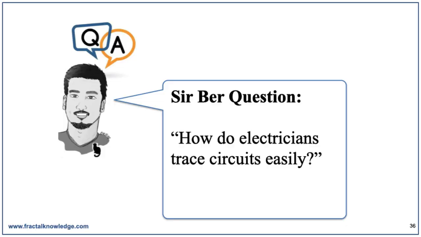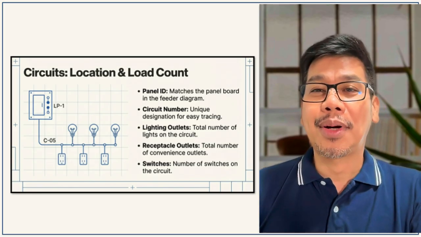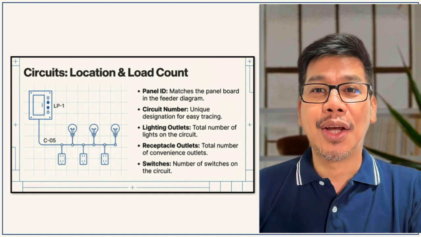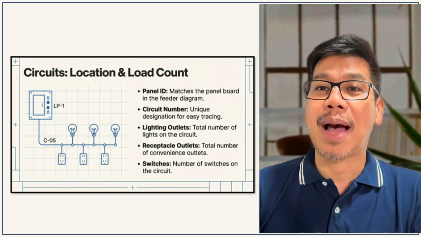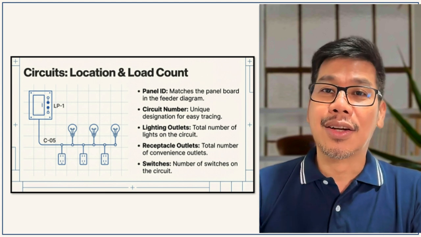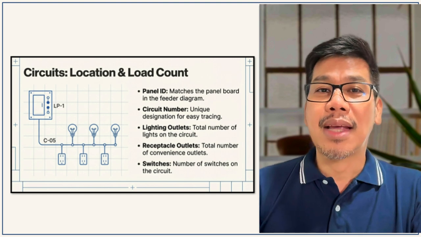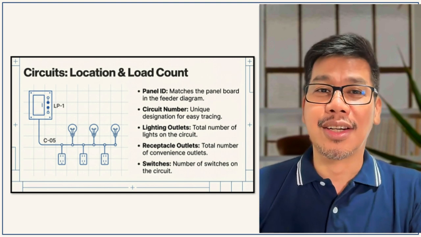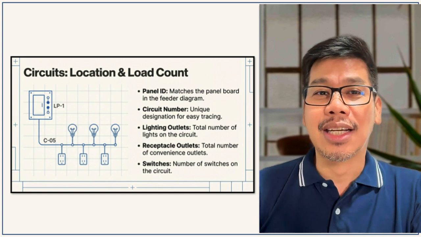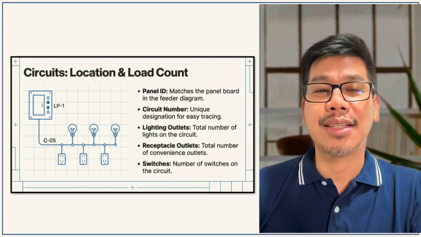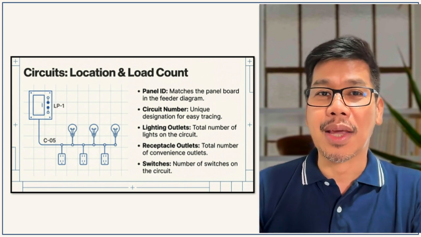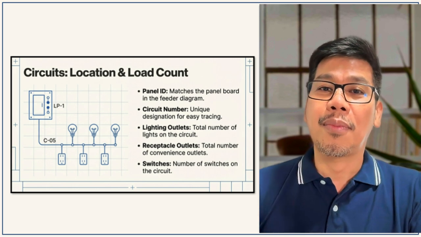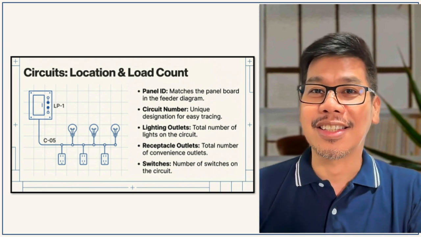Tanong, how do electricians trace circuits easily? Circuits are traced through proper identification in the schedule of loads, and with the help of the single line diagram and the schedule of load, each circuit has a panel ID, circuit number, and description of the load connected to it. This makes troubleshooting and maintenance much easier. Kaya nga nakakahanga ang ilang master electrician natin dahil magaling silang mag-organize during installation. Hindi sila pumapayag na ang lahat ng mga panel nila ay walang proper identification. So, those practices separate the new electricians and the master electricians. Okay?